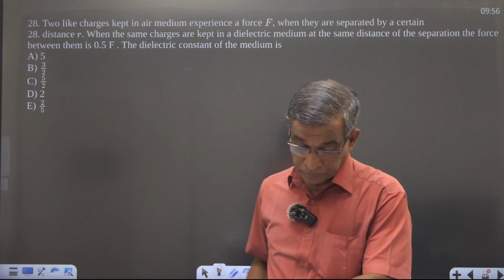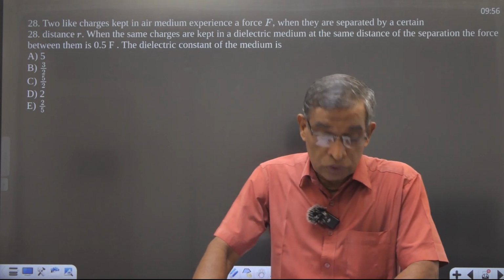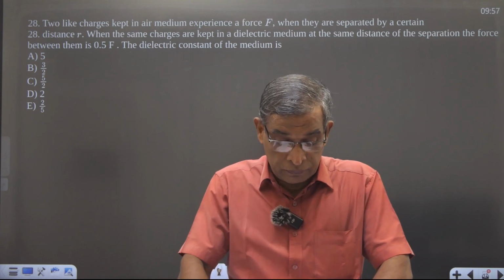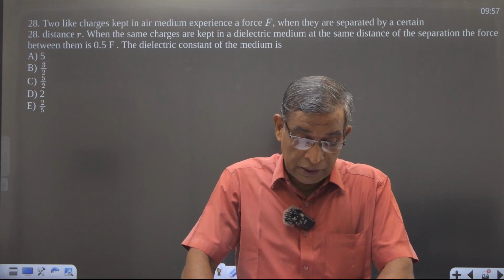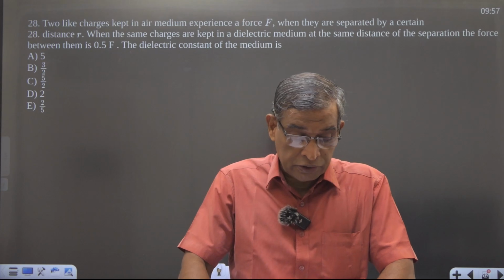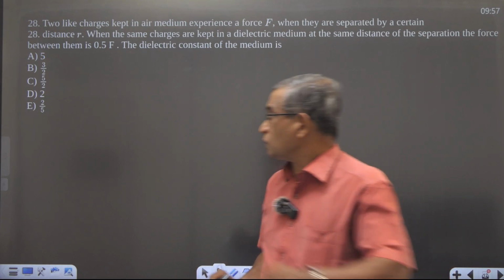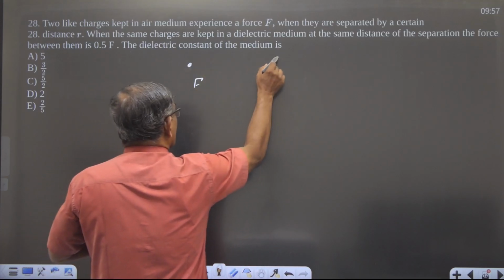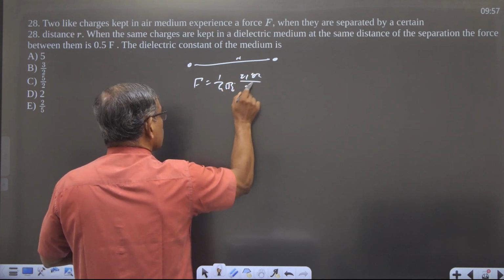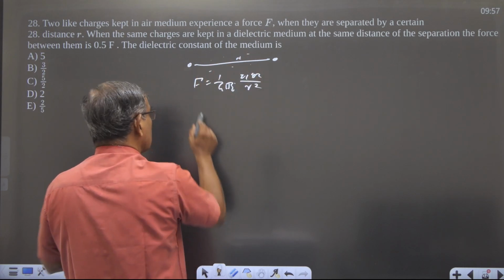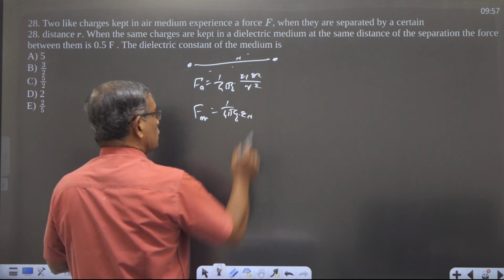Shall we go to our next question. Two like charges kept in an air medium experience a force F when they are separated by a certain distance r. When the same charges are kept in a dielectric medium at the same distance of separation, the force between them becomes 0.5 F. What is the dielectric constant? You know, suppose the charges are Q1 and Q2 separated by distance r. In air, F is 1 by 4 pi epsilon 0 Q1 Q2 by r square. When it is filled with a medium of dielectric constant, the force in the medium is given by 1 by 4 pi epsilon 0 epsilon r Q1 Q2 by r square.